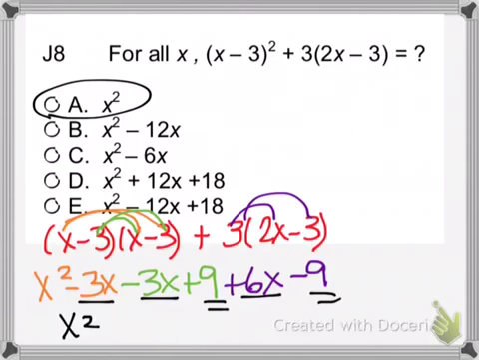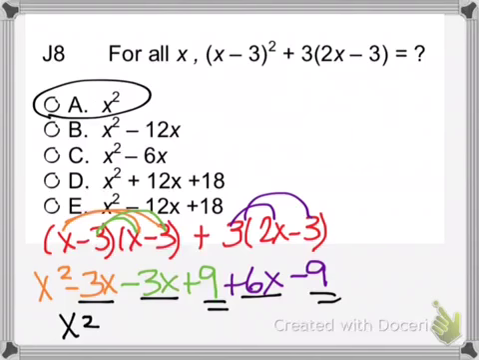Number 8. For all x, x minus 3 squared plus 3 times 2x minus 3 equals what? So I rewrote it so I didn't have an exponent. X minus 3 squared is the same thing as x minus 3 times x minus 3. I distributed. I used the orange lines to show distributing the first x, and that gave me x squared minus 3x. I used the green lines to show distributing the negative 3, and that gave me negative 3x and positive 9.